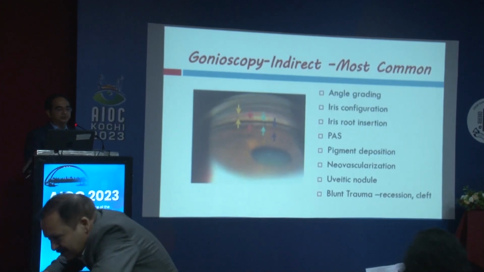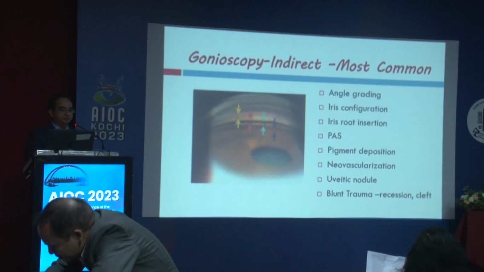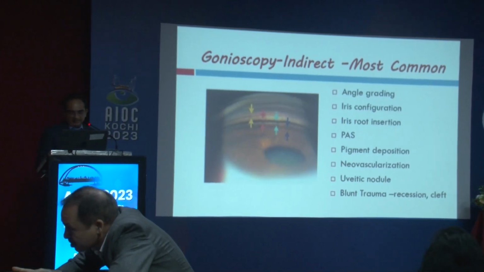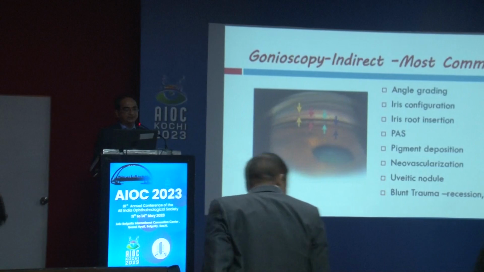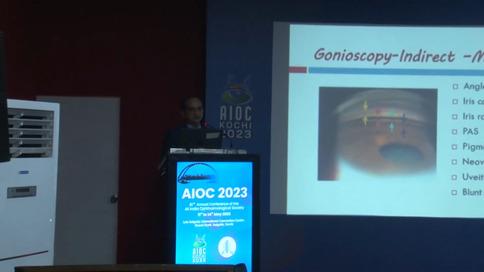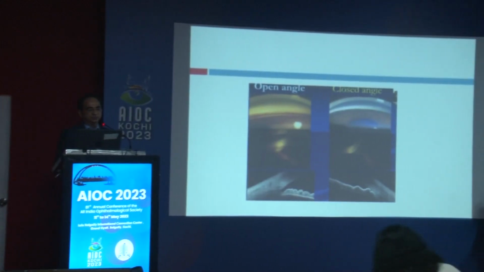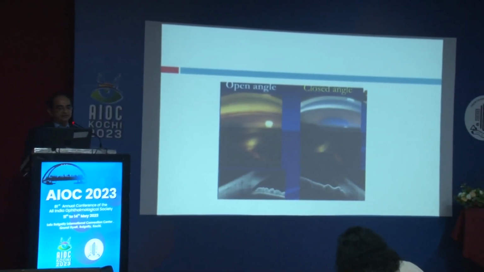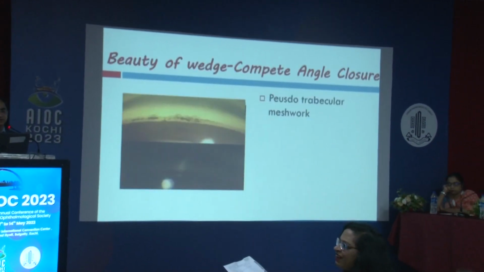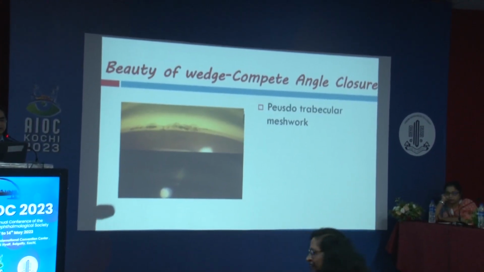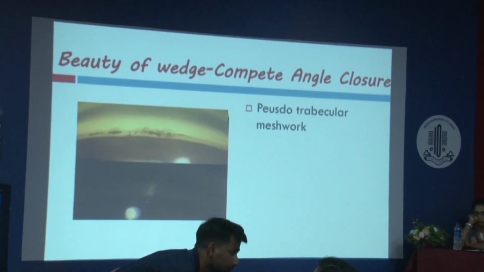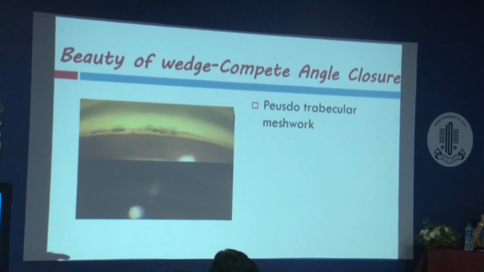The second one is gonioscopy, the indirect one. It is the most common, and gonioscopy will tell about angle grading, iris configuration, deposits, synechiae or pigments, vessels, and it is the most critical instrument. You can tell whether it is an open angle or closed angle. It tells why this is not a complete angle closure but an open angle, because of the corneal wedge.